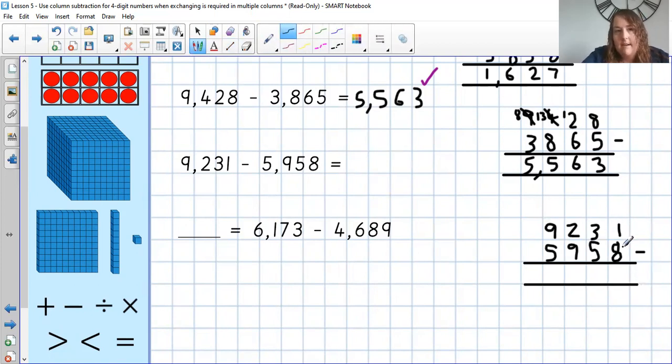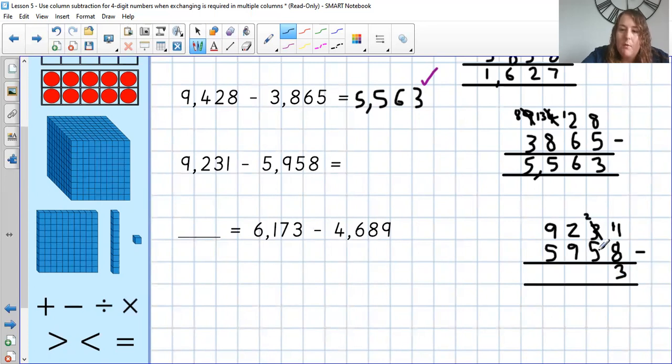1 take away 8, can't do. So I'm going to need to exchange. So I cross out my 3, leave a 2 in its place, and pop my 1 there. So I've now got 11 ones. And 11 take away 8, or 8 counting up to 11, leaves me with 3.